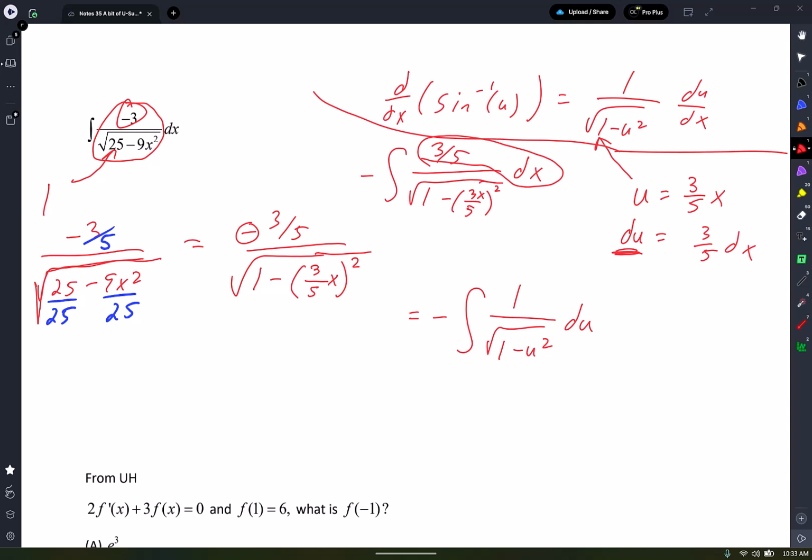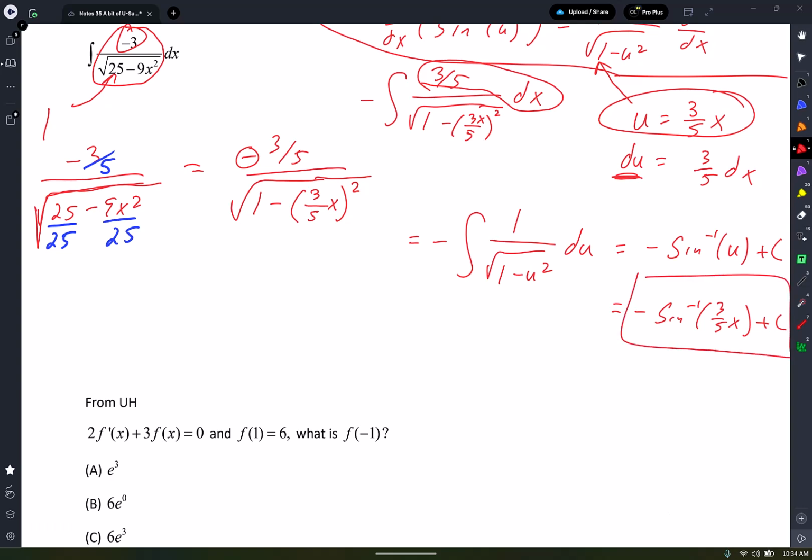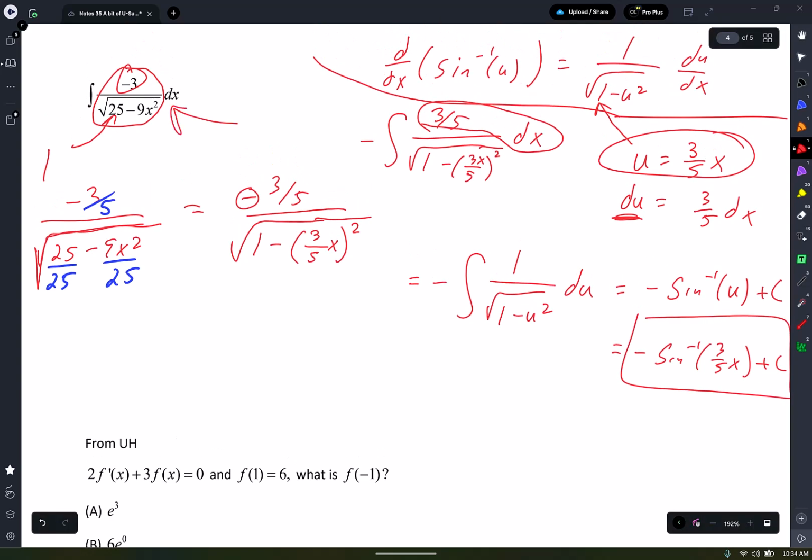And relax. What's the antiderivative of this, guys? Arc sine of u plus c. What is my u? Negative arc sine of 3/5 x plus c. And there it is. If I were to take the derivative of that, you do in fact get this. How do we feel?